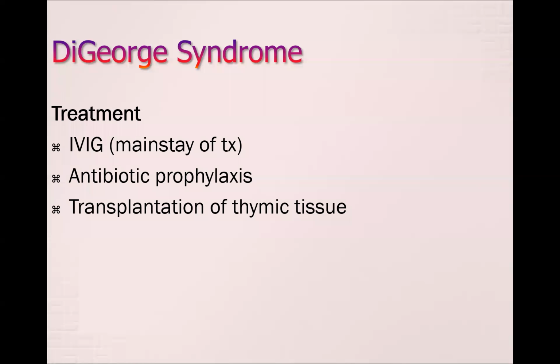Treatment-wise, there are a lot of different things out there. So IVIG is still the mainstay of treatment for these patients. Antibiotic prophylaxis is something that's used. You can actually do a thymic transplant for these patients.